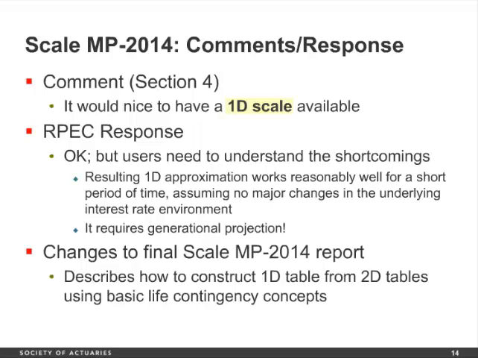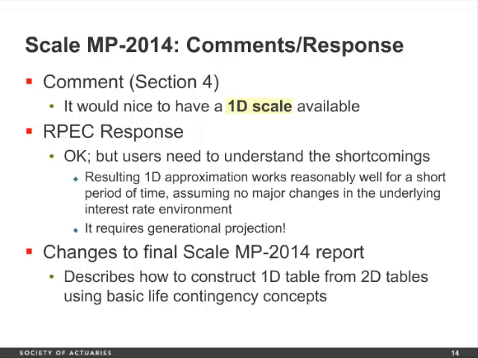Do you want to be looking at straight life annuities? Do you want to be looking at deferred to 62 type of annuities? All these things are inputs in terms of how you would come up with an appropriate 1D approximation for a 2D table. Bottom line, and it's the bottom line of this particular slide, it turns out that using basic life contingency concepts, you can come up with a 1D approximation for a 2D table.